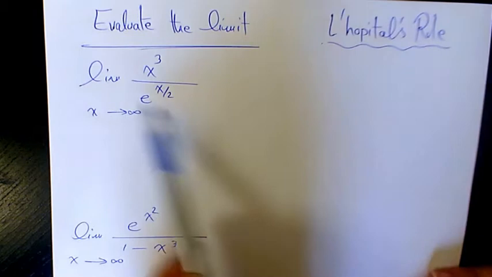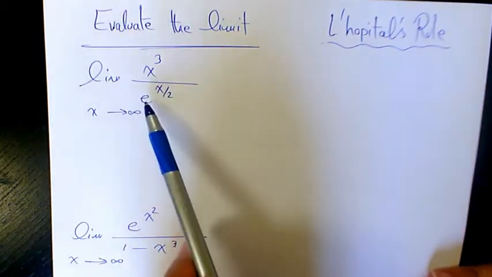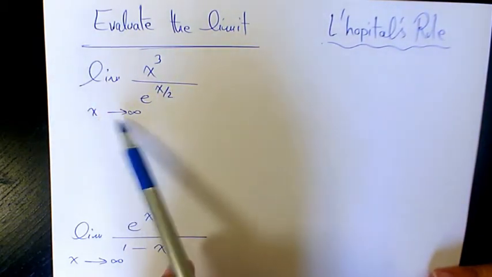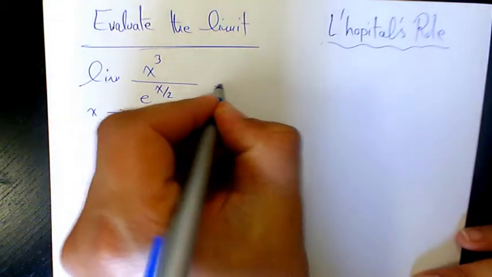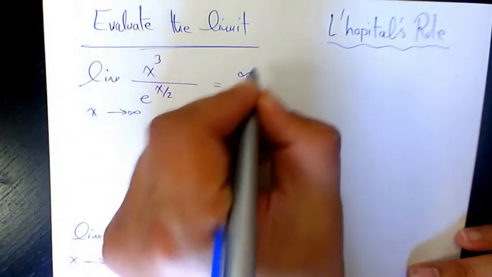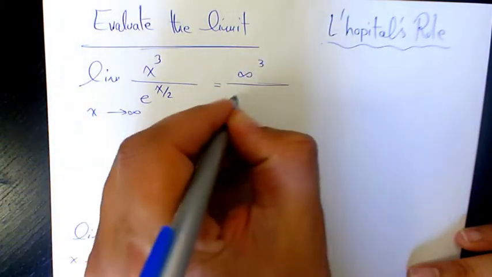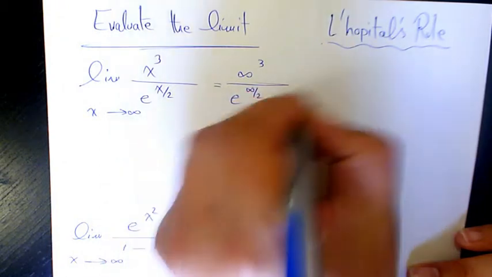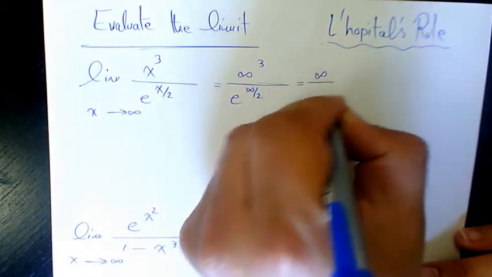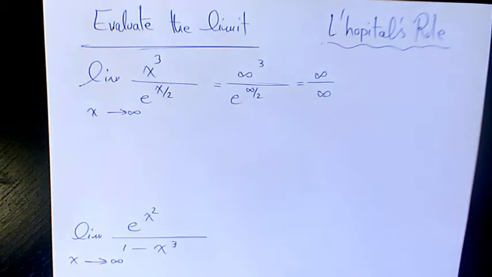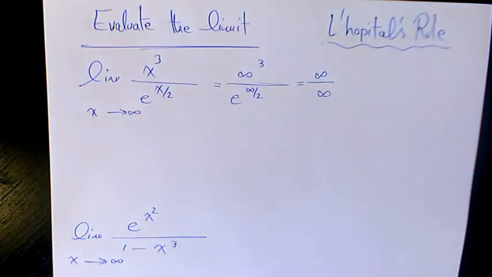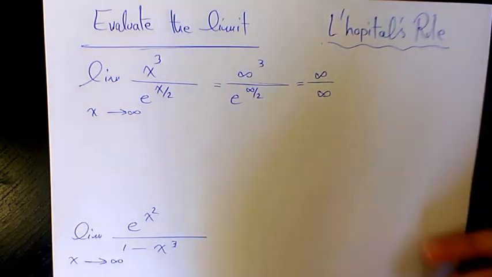The first one is the limit of x cubed over e to the power of x over 2 when x is approaching infinity. When you sub it in, it's going to be infinity to the power of 3 divided by e to the power of infinity over 2. That's basically infinity over infinity, which is an indeterminate form, and we need to use L'Hopital's rule to find the answer to the limit.